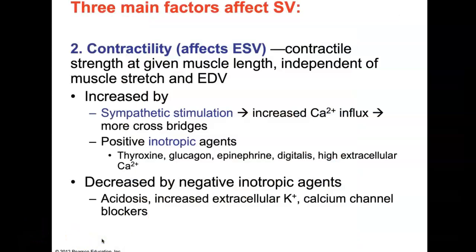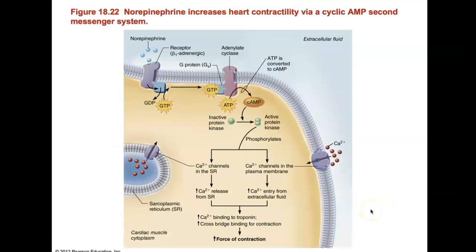And there could be other chemicals as well that can influence contractility, and these are known as positive inotropic agents. Ino just means muscle fiber. The hormones epinephrine, thyroxine, and glucagon, as well as high levels of extracellular calcium, are all positive inotropic agents. Negative inotropic agents, which impair or decrease contractility, include acidosis, or having an excess of protons, rising extracellular potassium levels, and drugs called calcium channel blockers as well.